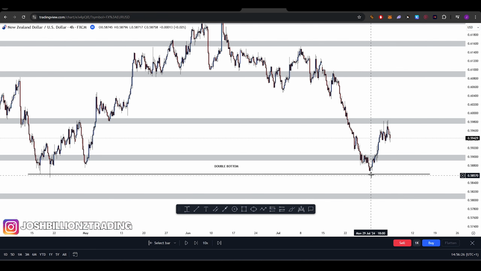I don't count wicks of a level as a break. I just count it as a wick. So I treat it as support. So instead of breaking the structure, which the structure low in my opinion was here, price wicked it. So it instead acted as a level of support rather than breaking structure.